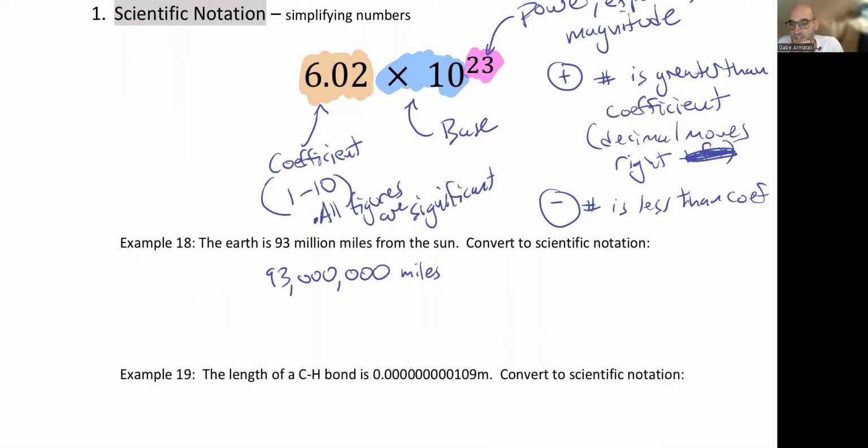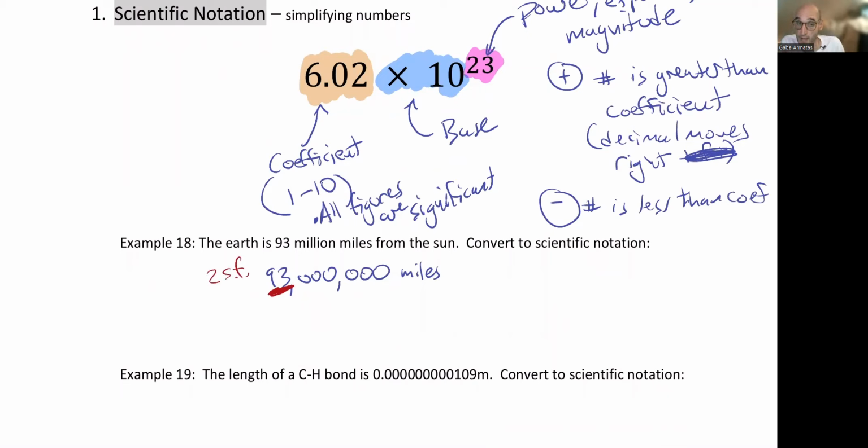So the Earth is 93 million miles from the sun. Okay, so convert to scientific notation. So right now, highlight or underline the significant figures. The 9 is the first significant figure, and the 3 is the last significant figure, because all those zeros, there's no decimal. Because there's no decimal, we have to find the first and the last, and there we go. So this number has 2 sig figs.